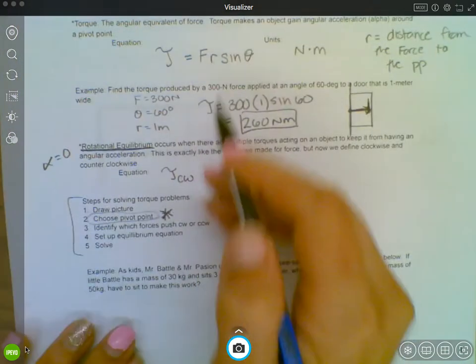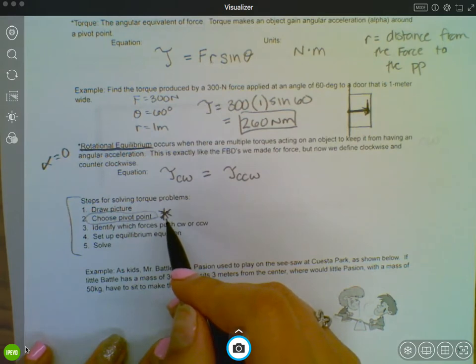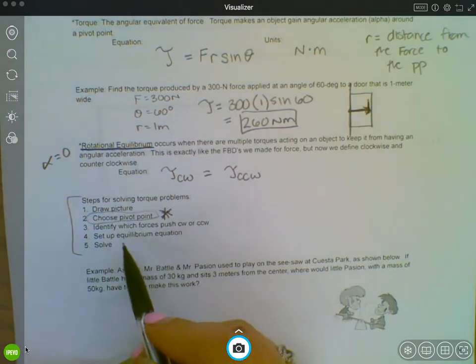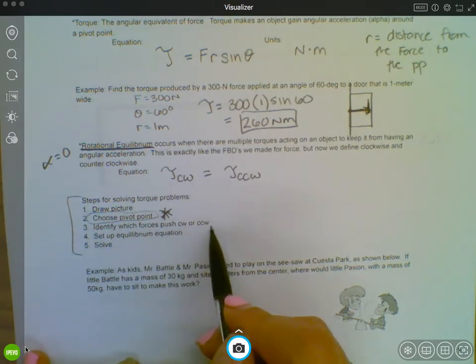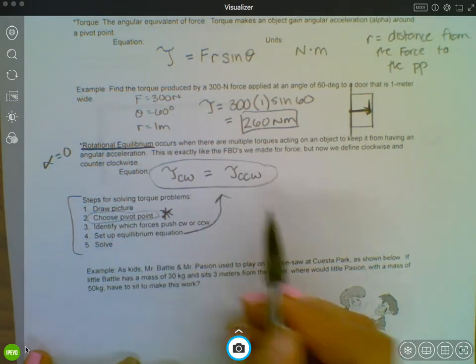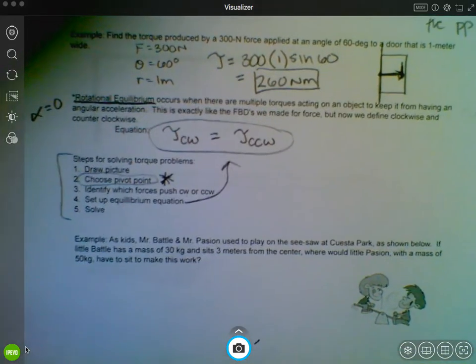You're going to use your brain to choose which pivot point would be best. You'll start to get the idea. Next, identify which forces push clockwise or counterclockwise. Then you're going to set up the equilibrium equation, and then you're going to solve. All right, so here's an example. I think it's easier if I show you examples.